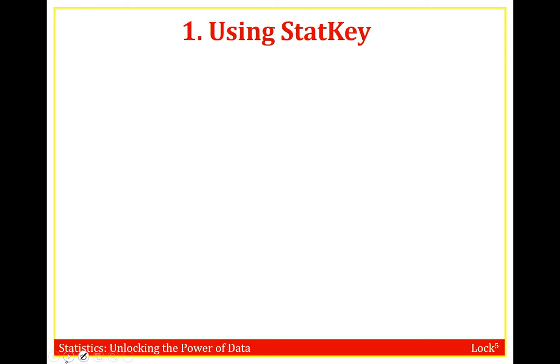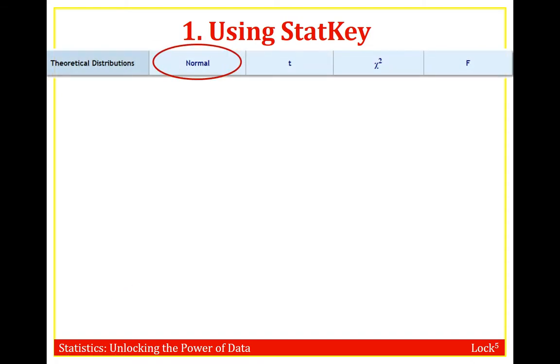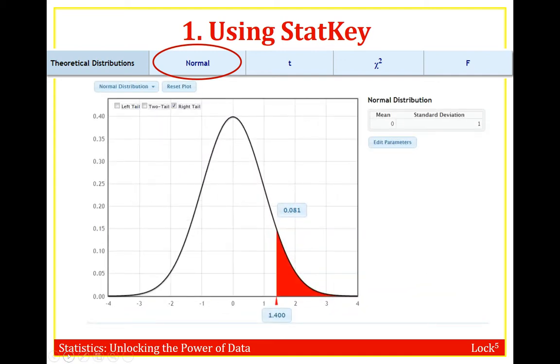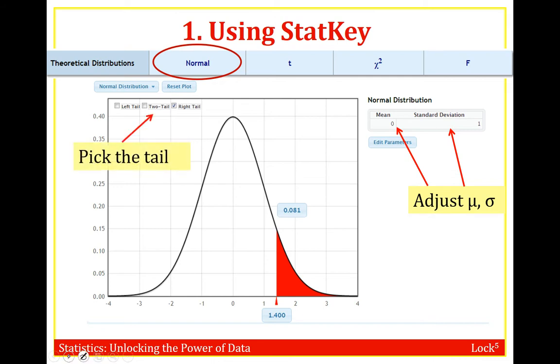So let's talk about using StatKey. So first of all, we'll use the theoretical normal distribution. And I'll show you that in a minute. We'll do a demonstration. And we are going to calculate based on a couple of things. And here will be what the screen looks like. One, we'll be able to adjust the mu and the standard deviation values. We'll edit the parameters. Two, we'll be able to pick the tail, left, right, middle, just like we always have. Three, we'll be able to establish endpoints.